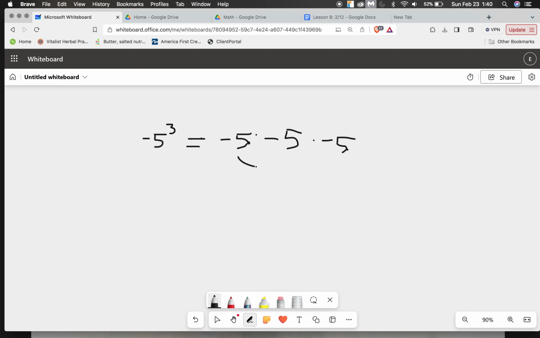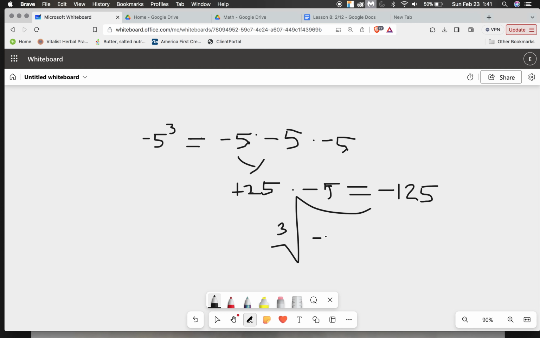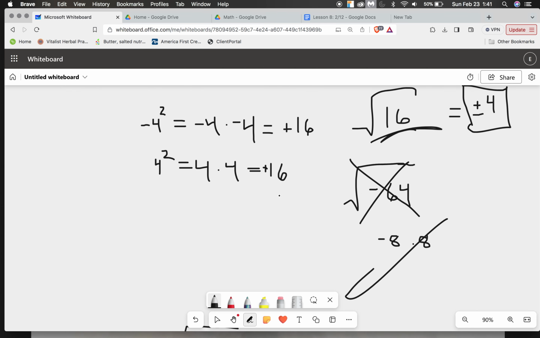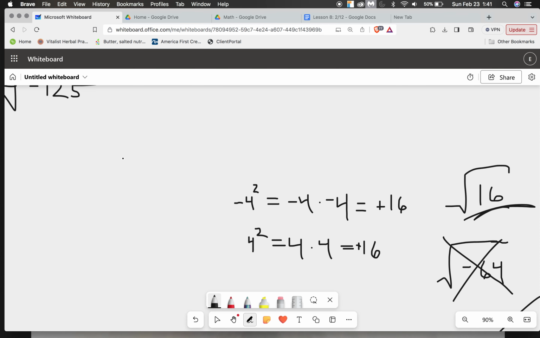Well, let's solve this problem. Negative 5 times negative 5, negative times negative is a positive, so positive 25. But then we multiply that again by a negative, so that's times negative 5, and a negative times a positive is a negative. So that equals negative 125. So you can see a cubed root written with negative 125 would indicate that our initial number was a negative 5 that was multiplied by itself. So it works for cubed roots, but never for square roots. You will never have a square root with a negative number that produces an actual number.